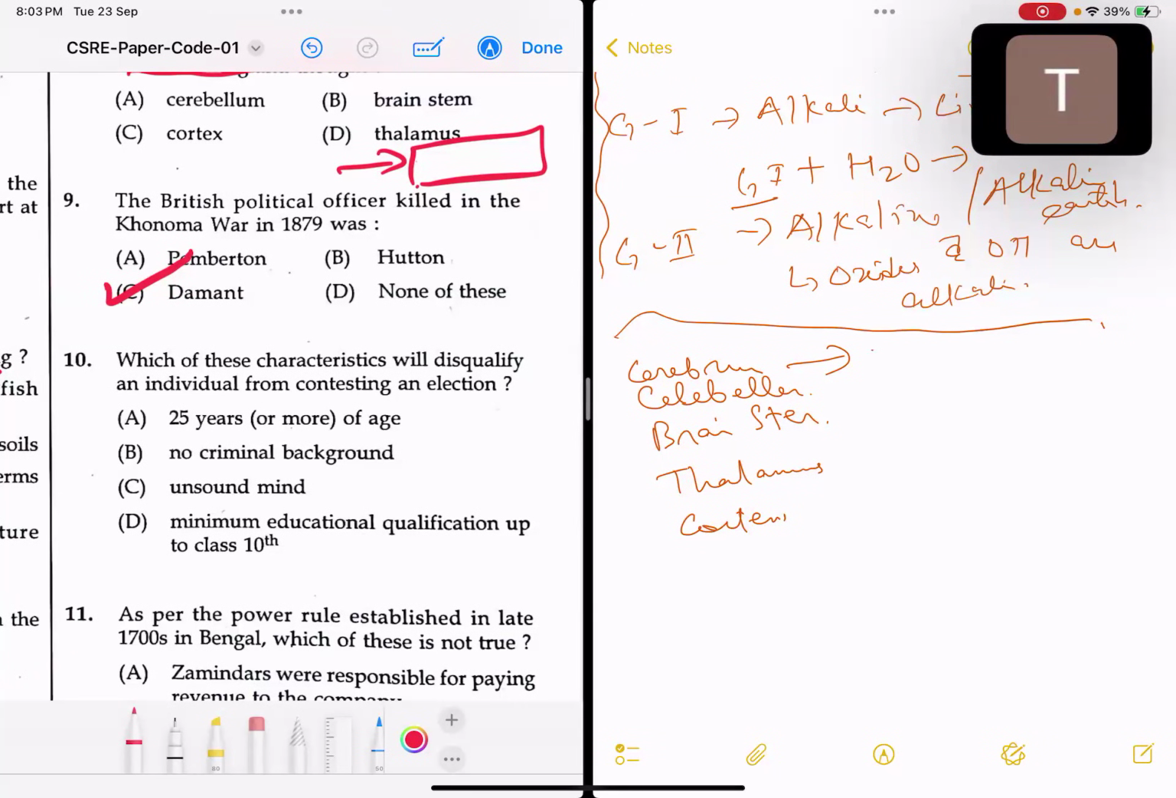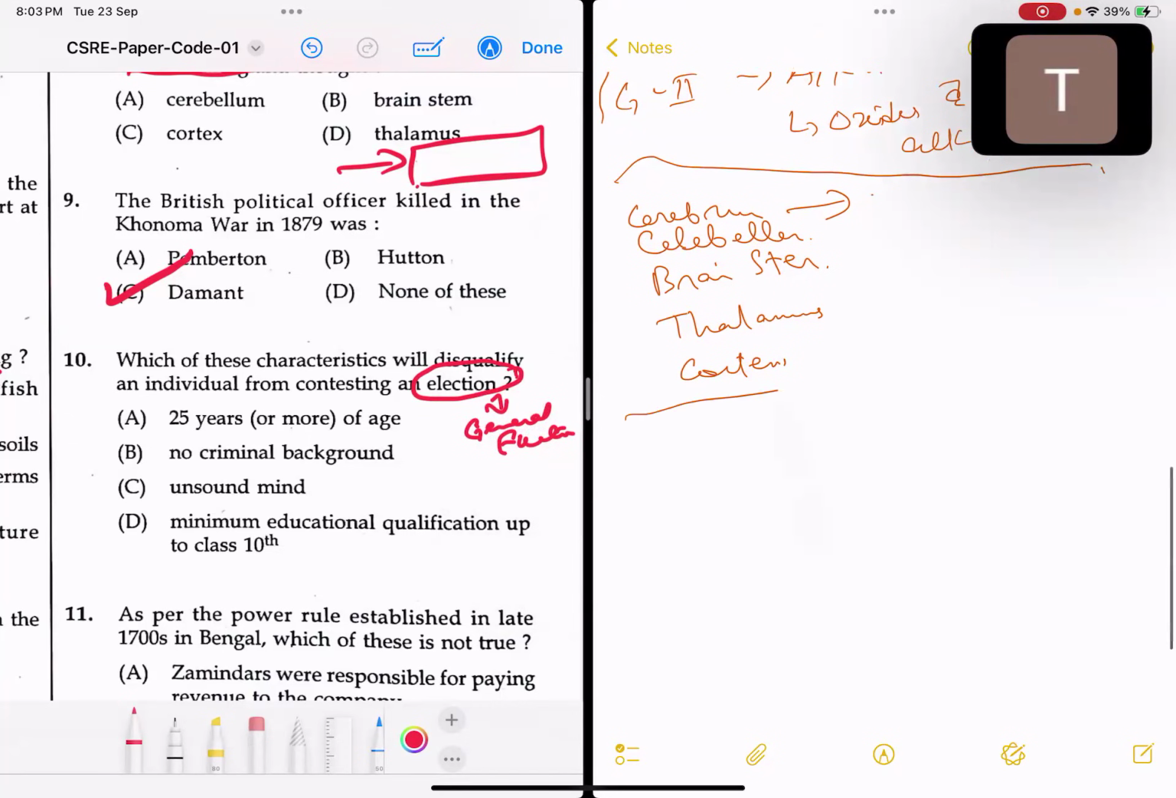Question number 10, which of these characteristics will disqualify an individual from contesting an election? Now here it says election, okay? When we say just election, they're generally referring to the general election. The general election can be of 2 types, right? Elections to the Lok Sabha and to the Assembly. These are the 2 types of general election. Again, there's another type of election, which is the election to the Panchayati Raj and the election to the urban local bodies, okay?